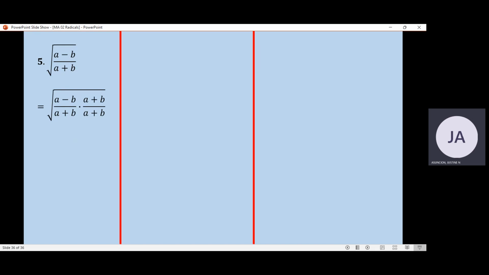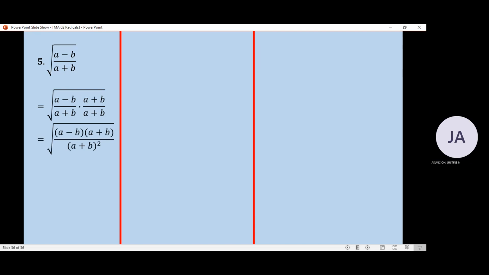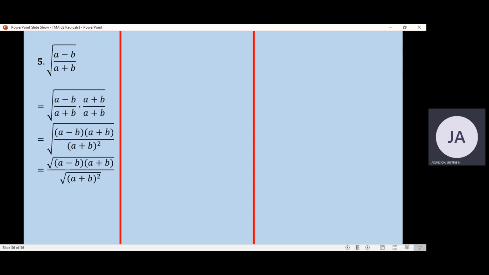As you can see here, sometimes we need more than just one term in our numerator and denominator, so that we can eliminate the radical in our denominator. So in this case, we have the square root of a minus b times a plus b, all over the square root of a plus b squared. The square root of a plus b squared is a plus b. Therefore our answer here is the square root of a squared minus b squared, all over a plus b.